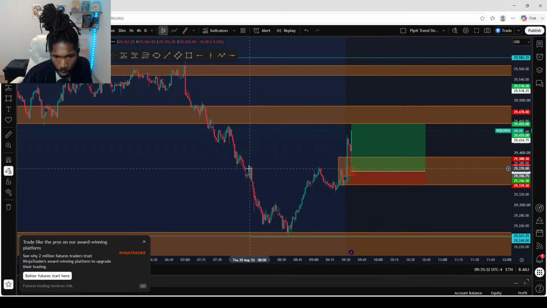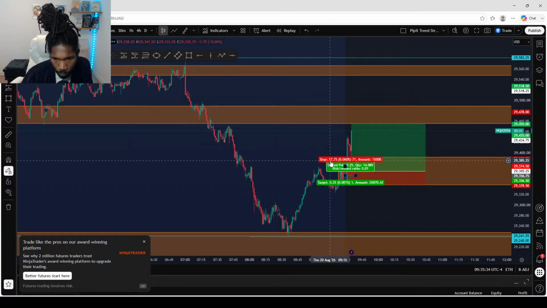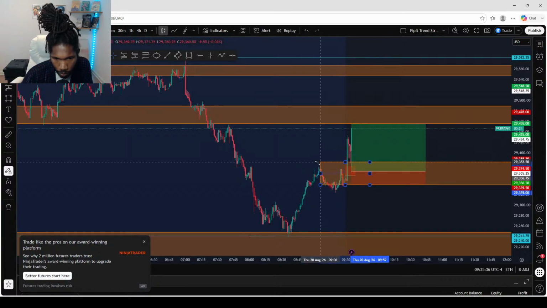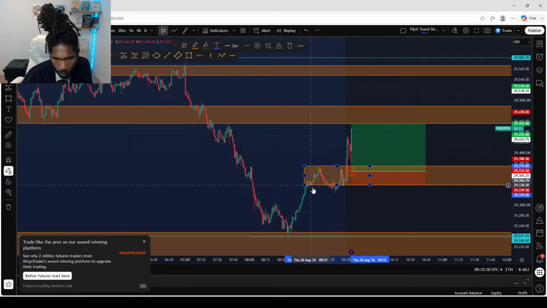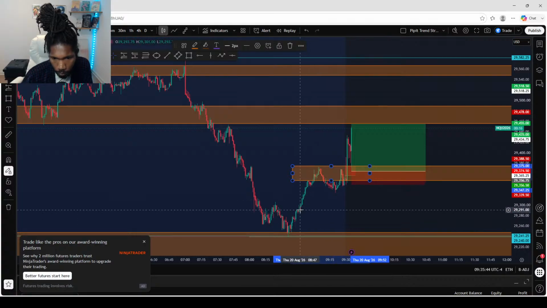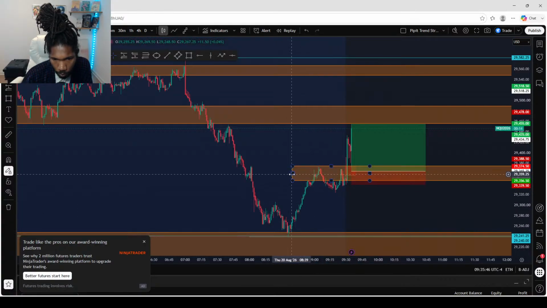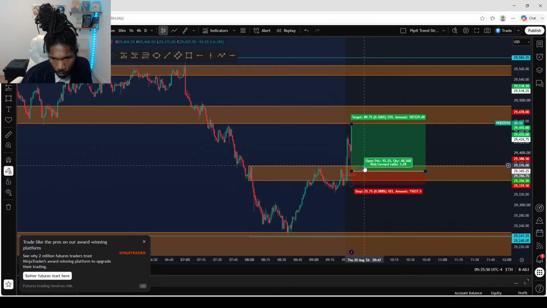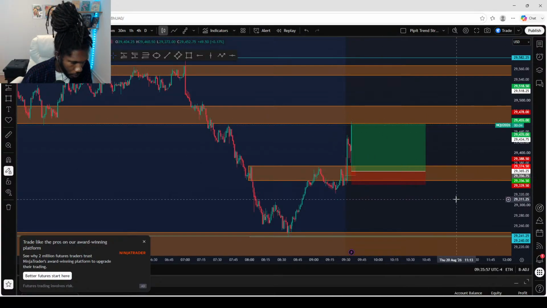It wicked off the high of this level, so probably should have had the zone right here. This should have been the zone right there. Boom. Based off of this over here. That wick. And what did it do? Woof. It wicked up and hit this zone. That would have been a beautiful entry.